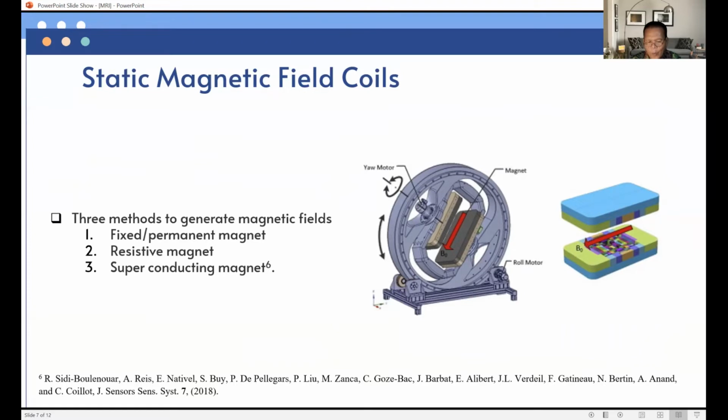MRI employs a powerful magnet which produces a strong magnetic field that forces protons in the body to align with the field. When a radio frequency current is then pulsed through the patient, the protons are stimulated and spin out of equilibrium, straining against the pull of the magnetic field. There are three methods to generate the magnetic field.